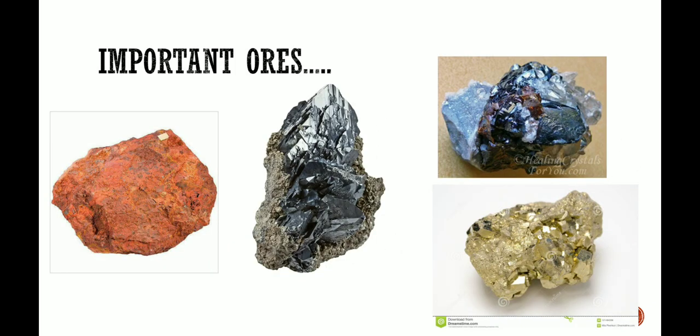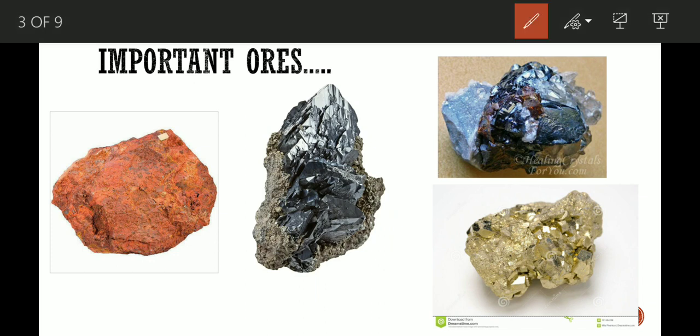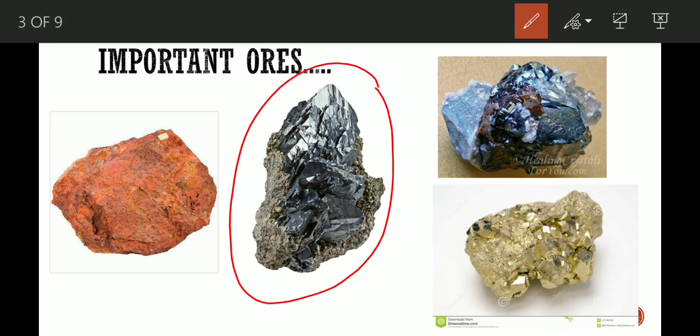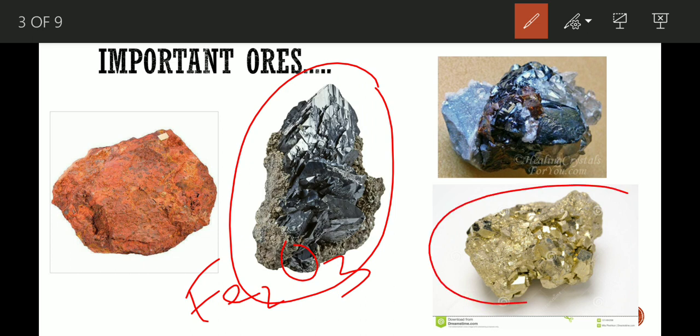Now, as you can see, iron ore, which is hematite. Okay, this is iron ore, hematite. And what's the formula for this? Fe2O3. Copper pyrite, as you can see on your screen, this one is copper pyrite, and the formula for this is CuFeS2.